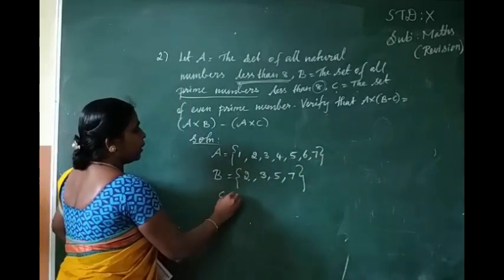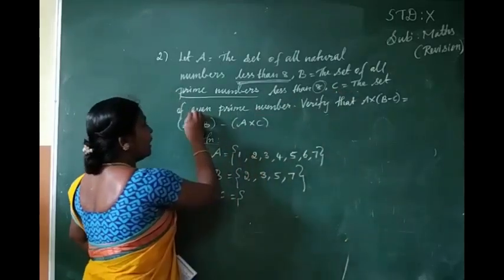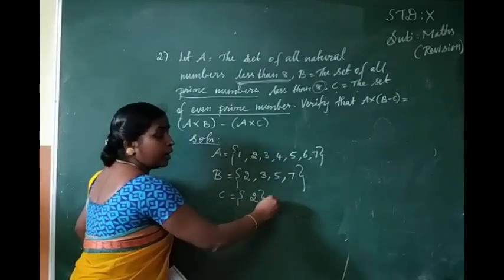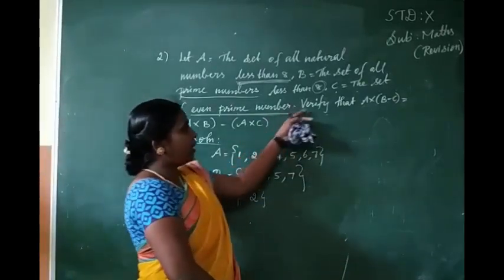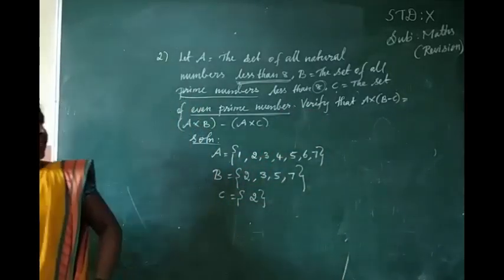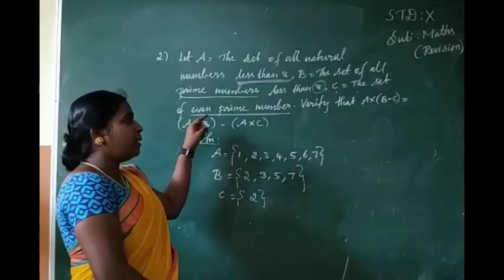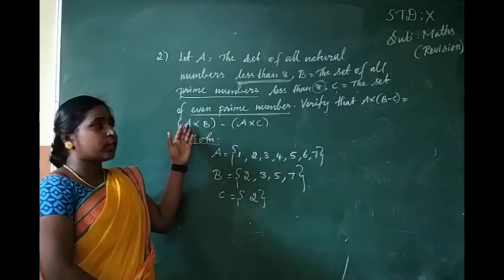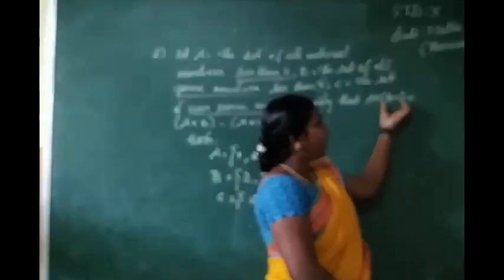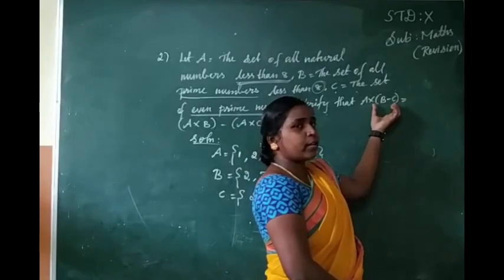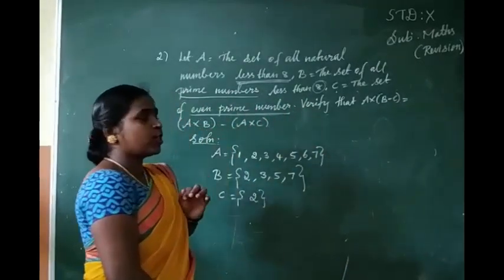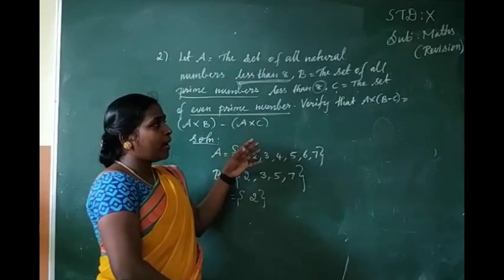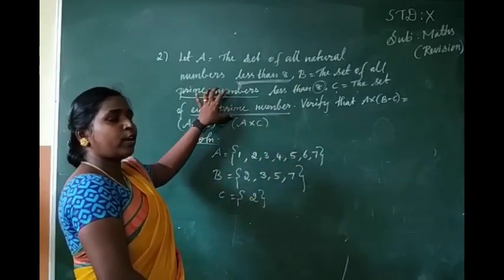Then C equal to the set of even prime numbers. Only one even prime number, that is 2. So next see the question: verify that A cross (B minus C) equals (A cross B) minus (A cross C). You know about the Cartesian product, isn't it? Inside the brackets there is B minus C, and that part is confusing. That's why I selected this question. Union means you take all the elements, intersection means you take common elements, but difference is confusing.